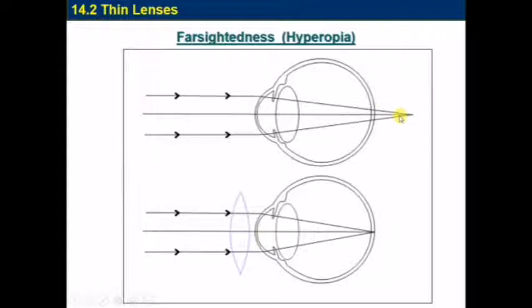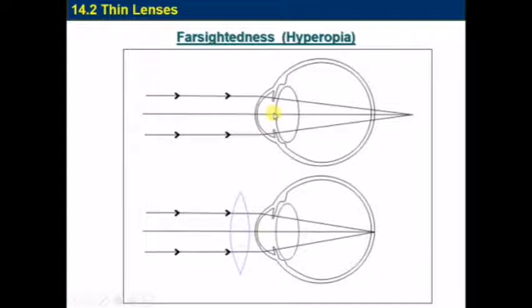So the length of the eye is shorter than the normal eye, so the image will not be created here, it will be created behind the retina. Here the far things will appear clear, but the near things will appear blurred. How to fix this problem?